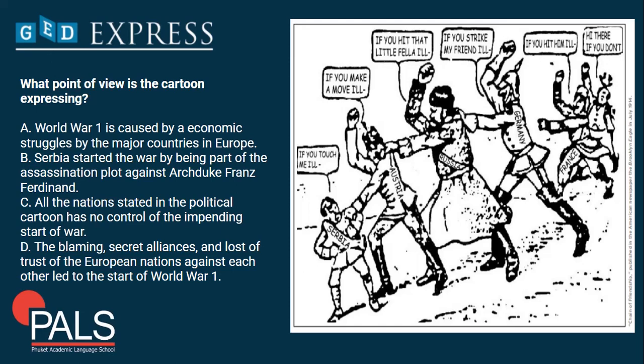If your answer is letter A, it's not being reflected in the cartoon. Also letter B. The best answer we can have here is actually letter D. It blames secret alliances and loss of trust of the European nations against each other, which led to the start of World War One. You will encounter a lot of these types of questions on your GED test.